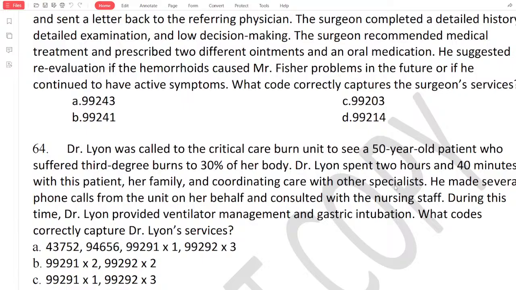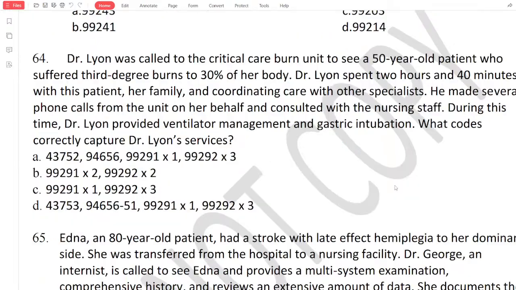Also, in this option, you can see option A and option B indicate codes from other chapters also. So look at these codes and the descriptions. Read the question first of all. Only after that, you have to check the options.